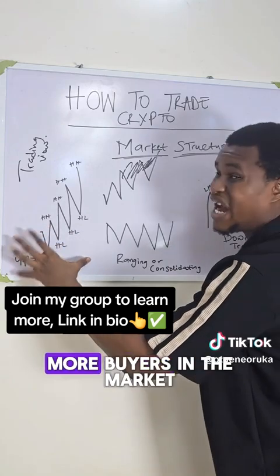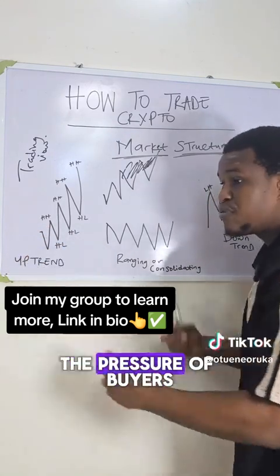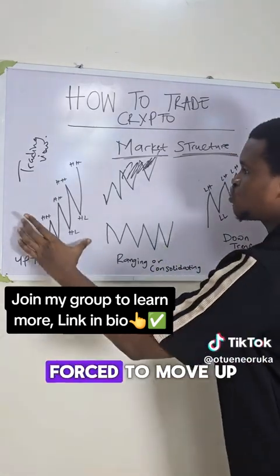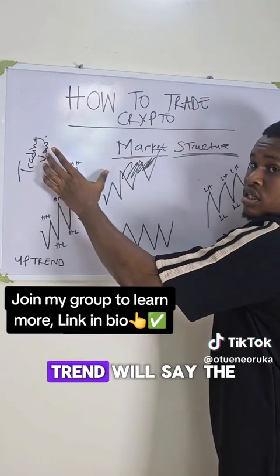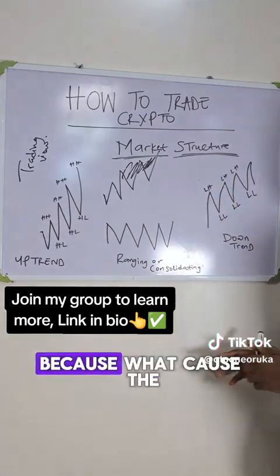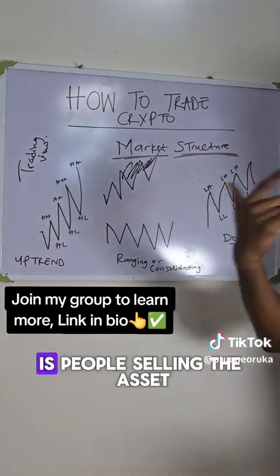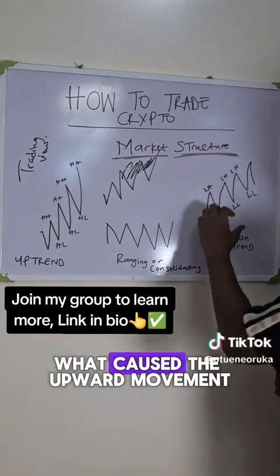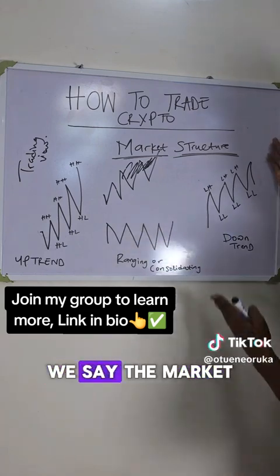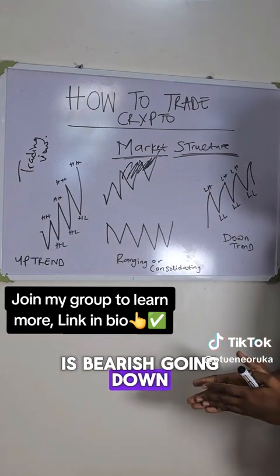But when there are more buyers in the market, the pressure of buying is more than the pressure of selling. The market will be forced to move up in an uptrend. We'll say the market is bullish. But when there are more sellers in the market, because what causes the downward movement is people selling the assets, and what causes the upward movement is people buying, we'll say the market is bearish, going down.